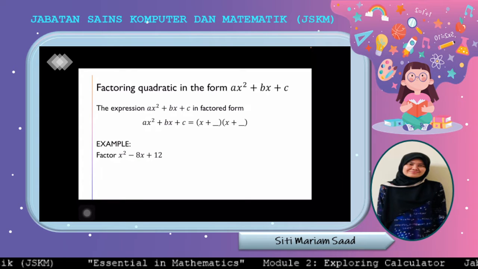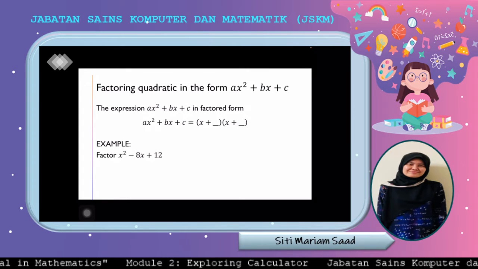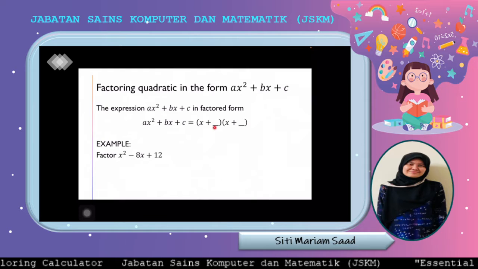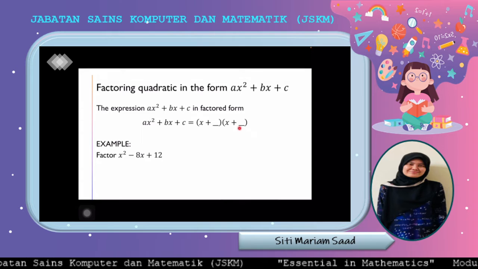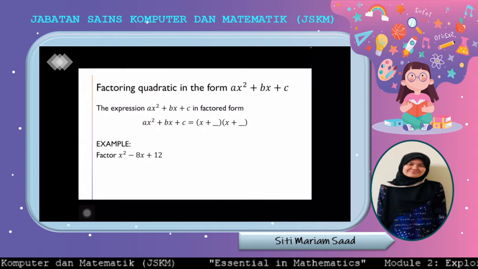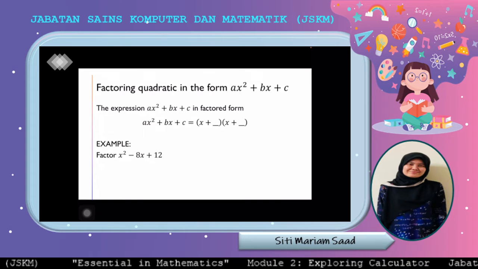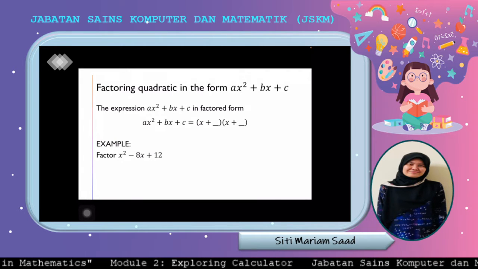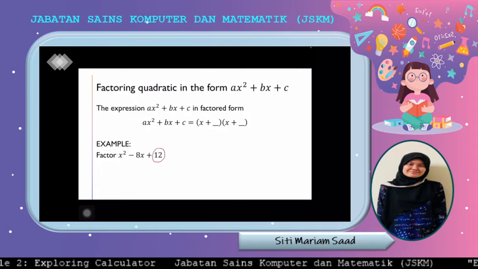manually. For a quadratic polynomial, there are two factors. The two factors are in the form of x plus some value, and x plus some value. I will show you one example of how we factor x squared minus 8x plus 12. First, we need to find two numbers that multiply to give 12, and that, if we add them, give negative 8.